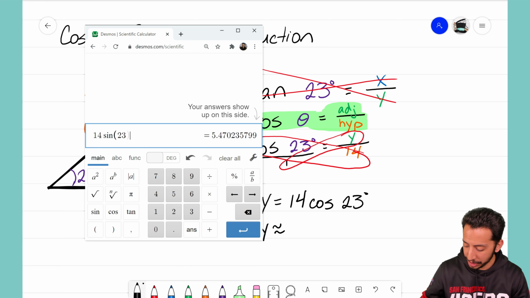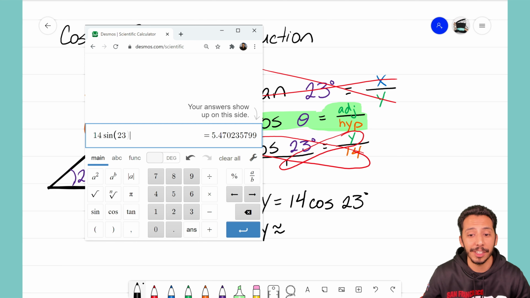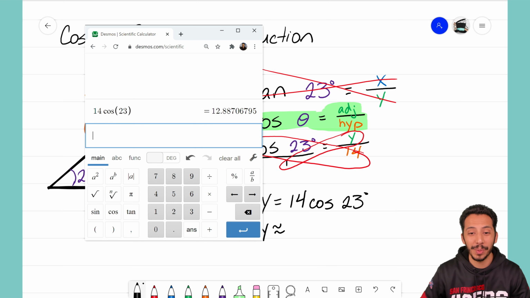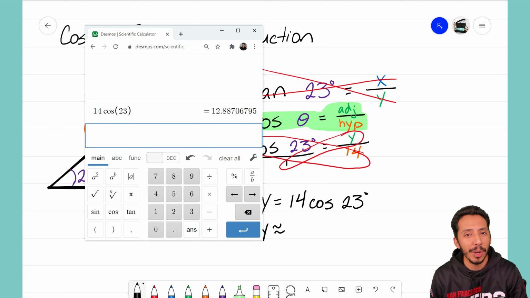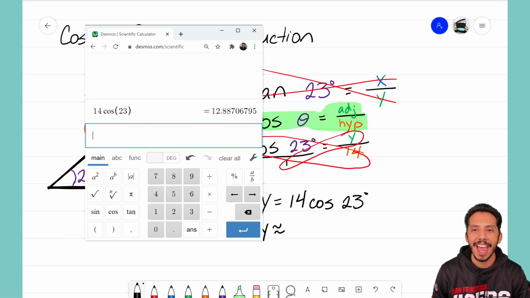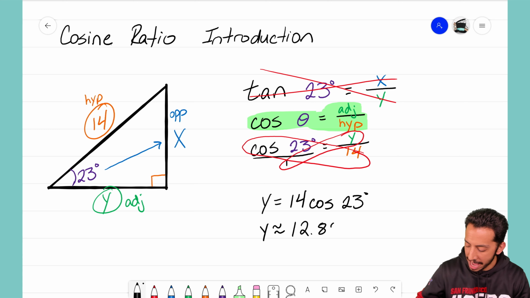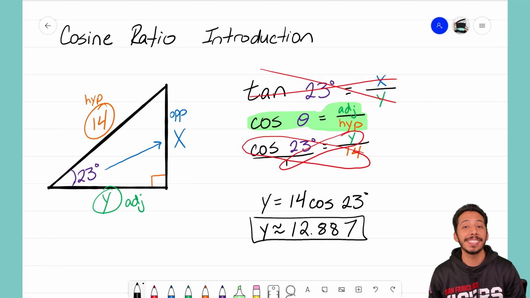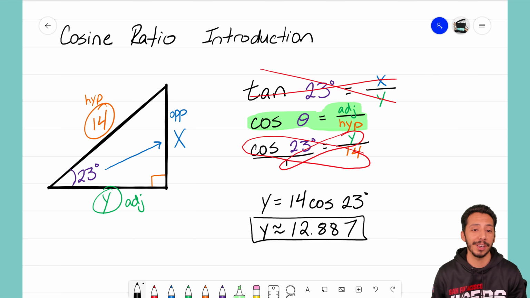You see the work from the previous video. I'm going to now erase this and use our calculator to solve this problem. And we see that 14 times cosine of 23 degrees ends up with a value of y as 12.887. And so by using the cosine ratio, we are now able to solve for that unknown side of y where tangent and sine both failed.